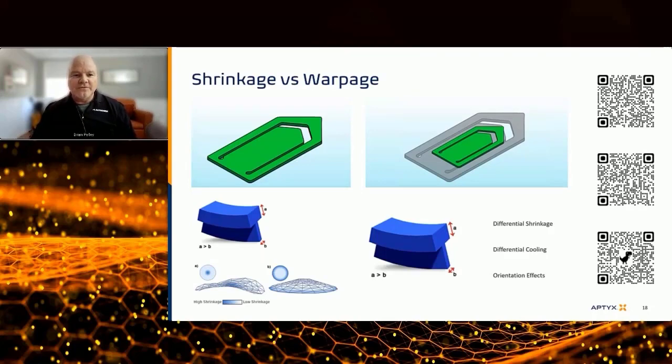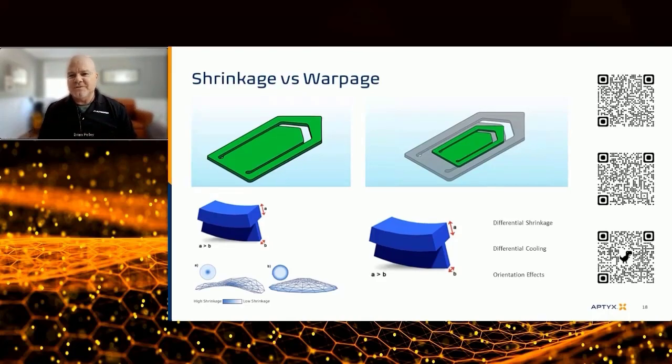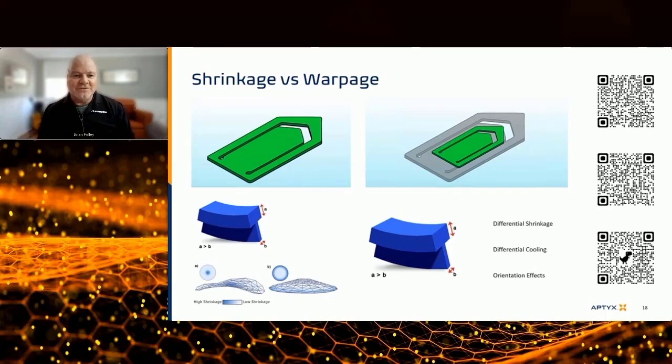So if everything was perfect, or lived in an ideal fairyland somewhere, all our parts would shrink uniformly in each direction, and we'd just make our molds bigger and the story's over. But that doesn't happen. So there's a lot of regional shrinkage, even through the thickness, even across the thickness. And so these definitely have shape factors.